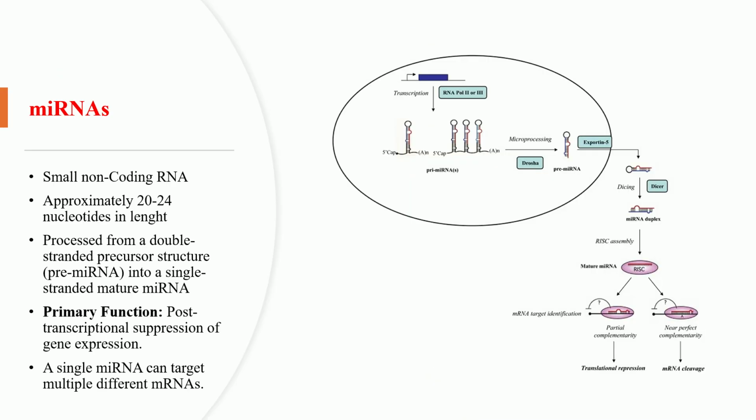MicroRNAs. They are small non-coding RNAs, approximately 20 to 24 nucleotides in length, processed from a double-stranded precursor structure into a single-stranded mature microRNA. Their primary function is post-transcriptional suppression of gene expression, and a single microRNA can target multiple different mRNAs.